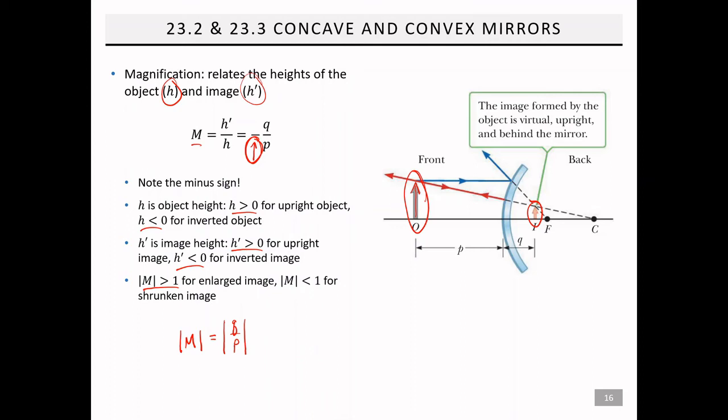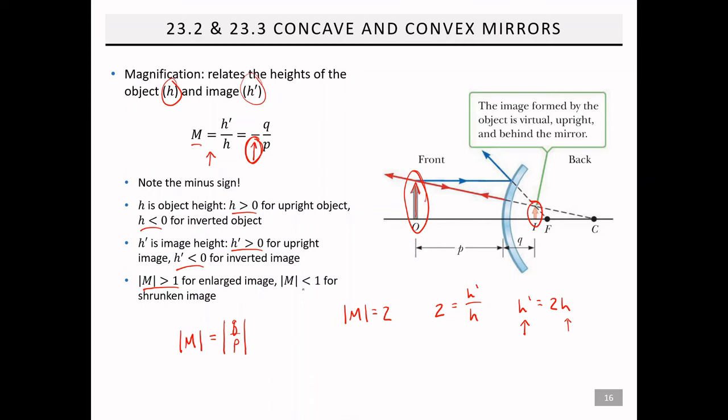For example, if, say, the absolute value of m was equal to 2, then using the equation at the top, I could say that 2 was equal to h prime over h, and then I can write h prime is equal to 2 times h. And this last equation tells me that the image height is 2 times the object height. So the image is twice as tall as the object.